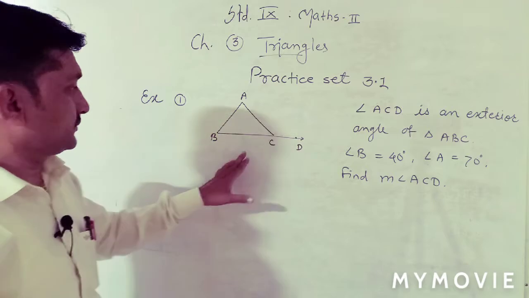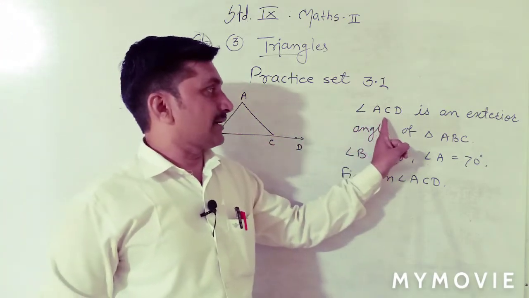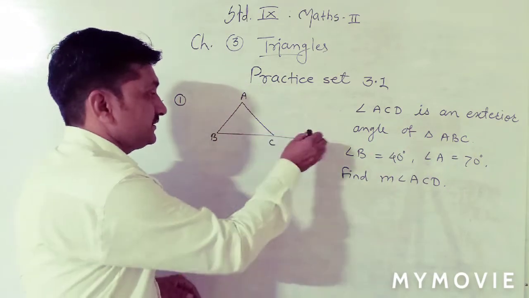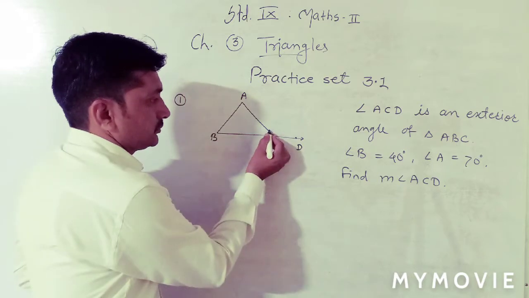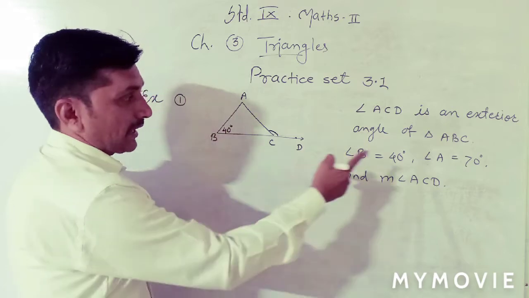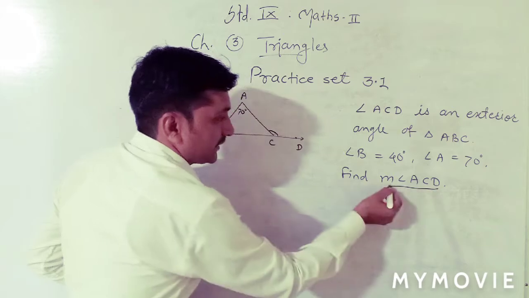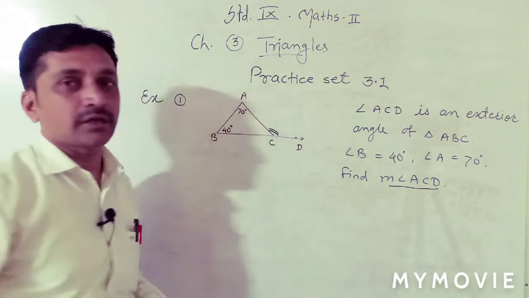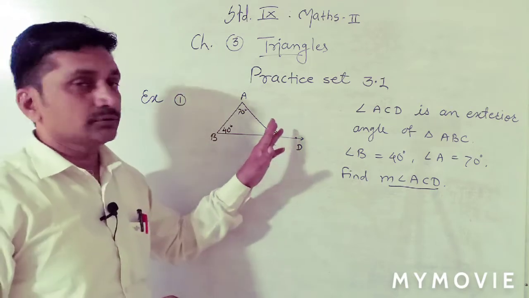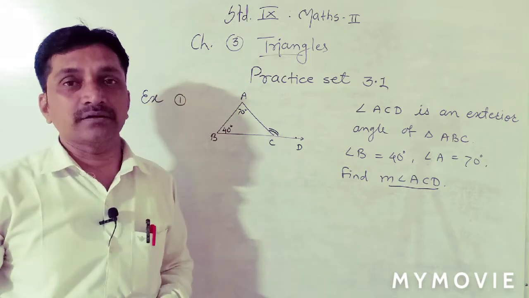The first example is here. One figure is shown, and in the figure it is said that angle ACD is an exterior angle of triangle ABC. ACD is exterior. Angle B is 40 degrees, it is given here, and angle A is 70 degrees. Find the measure of angle ACD, meaning the exterior angle. For this example, we have to use the property of exterior angle, or the remote interior angles theorem.